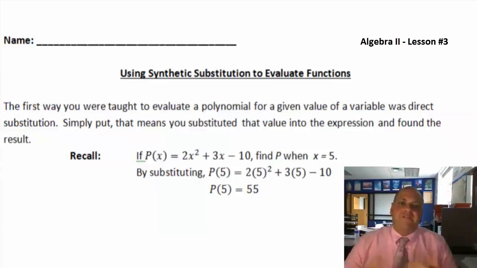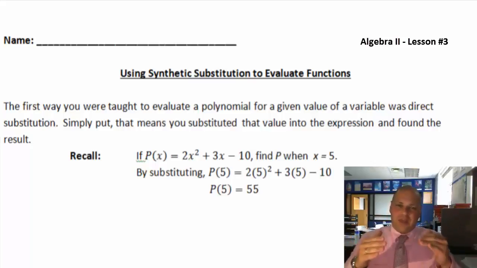We're going to be evaluating functions again, but this time learning another method for doing it. That method is called synthetic substitution. The word synthetic basically means fake, so it's kind of like a fake substitution. You're not really substituting. It's just another way that gets you the same answer.